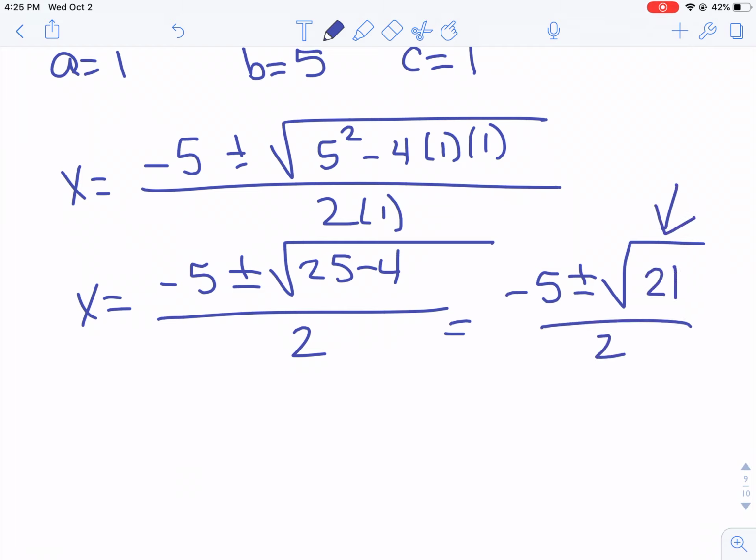If you can simplify the radical, simplify the radical. I can't simplify the square root of 21. So I'm done.